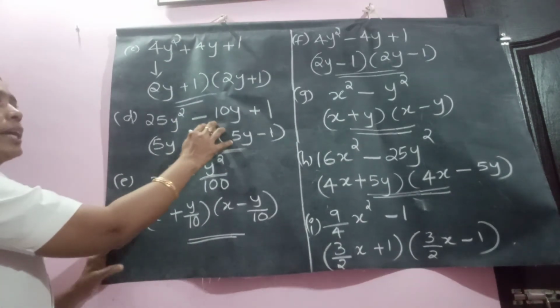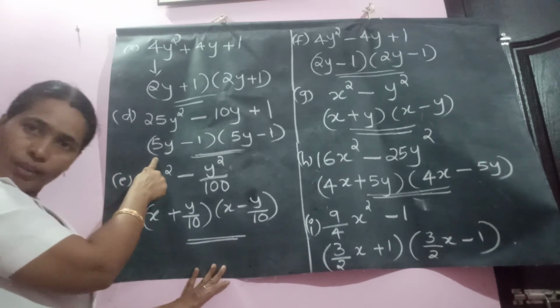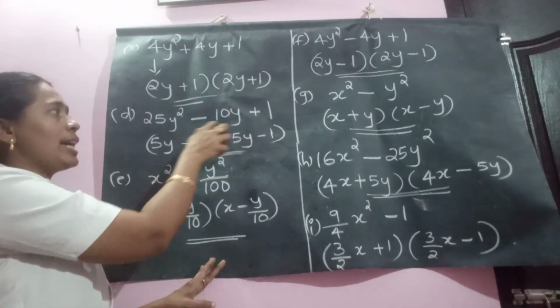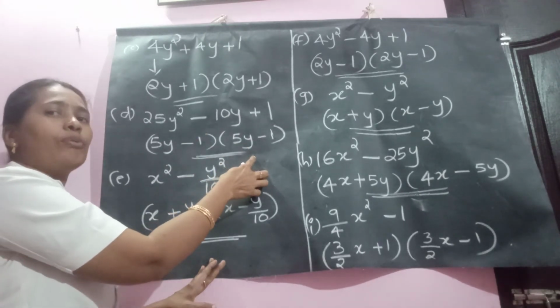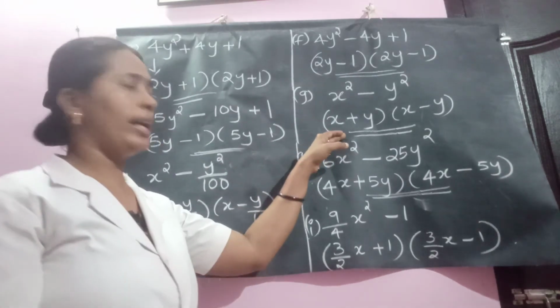25y square minus 10y plus 1. Look at first one, 5y, and since it is 1 itself, connection sign negative 1. So what you have to do in second bracket? 5y minus 1, again repetition. Next one, look at this one.